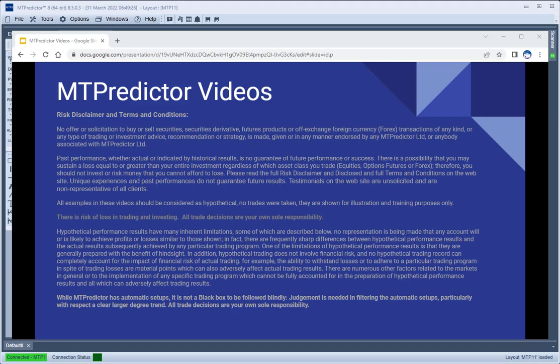In today's MTPredictor video, I'd like to take a look at how the DPs, our decision point levels, and our automatic setups work in conjunction, with an example from yesterday on the NQ.